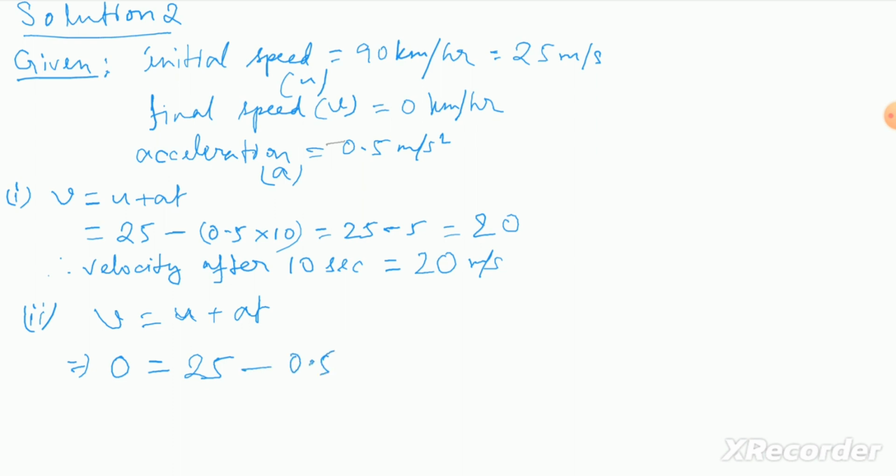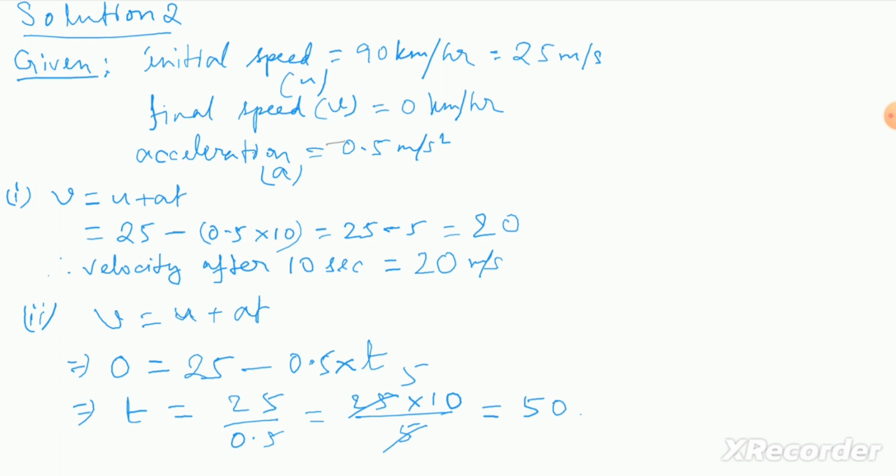Minus 0.5 into t, to find the time during which it comes to rest. Let us consider this time to be t. So time t will be equal to 25 by 0.5, that means 25 into 10 by 5, which cancels out, 5 tens are 50, so this turns out to be 50 seconds. So the time required to stop is equal to 50 seconds. So this is the solution. I think the problem is clear.